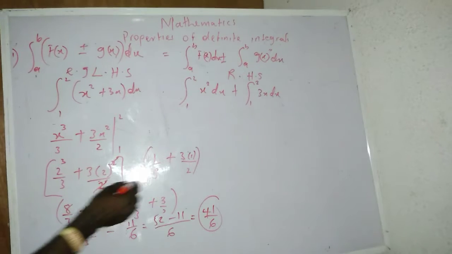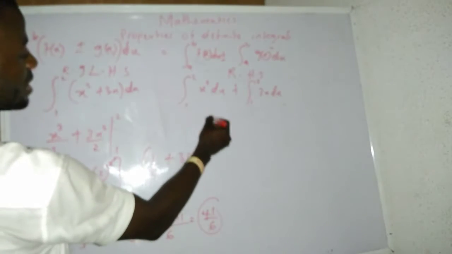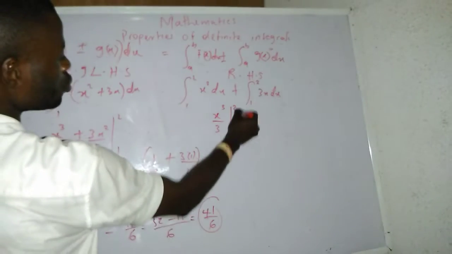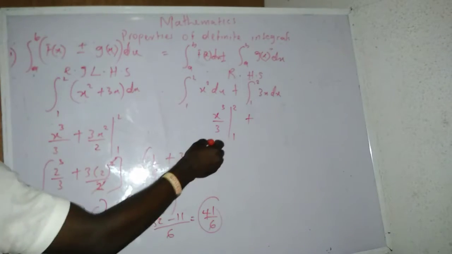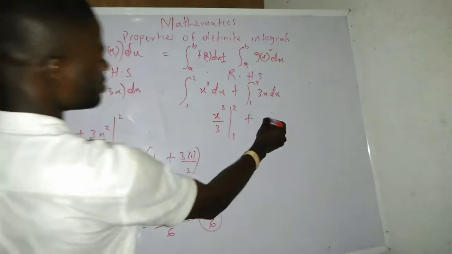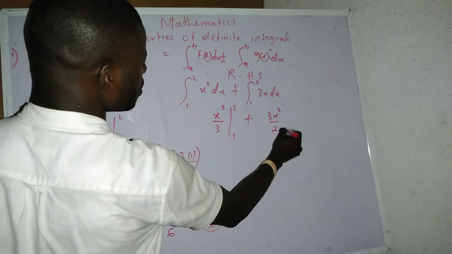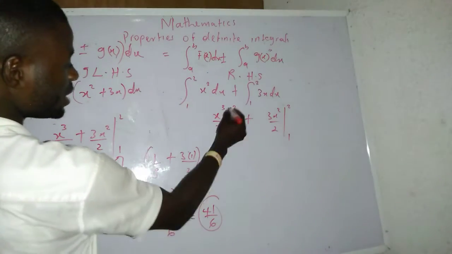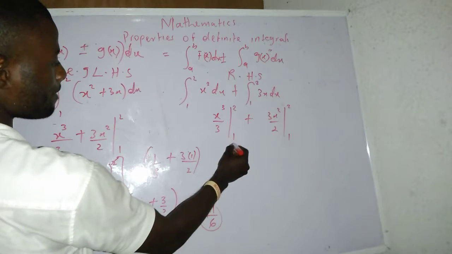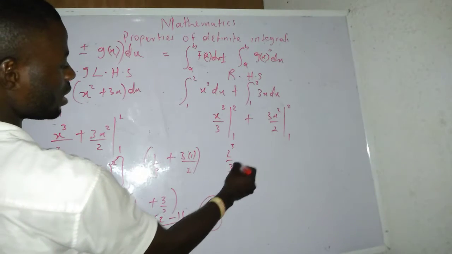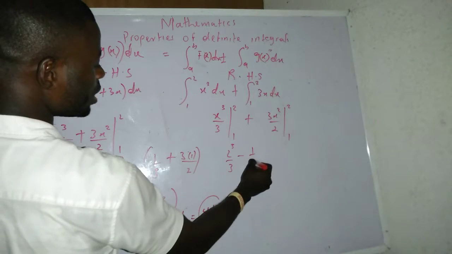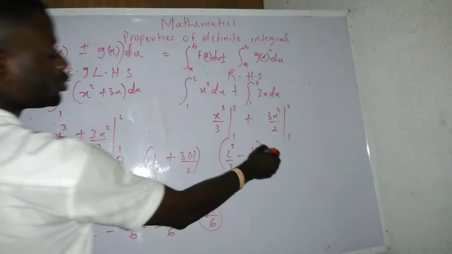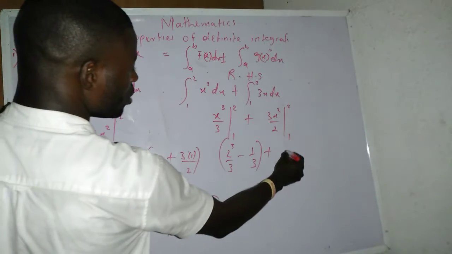Now, let's go to this as area. Now, if I have it like this, I will have x raised to power 3 all over 3, from 2 to 1, plus x squared all over 2, from 2 to 1. Now, I will have 2 raised to power 3 all over 3 minus 1 all over 3. That is the first one, upper and lower, plus I have 2 raised to power 3.